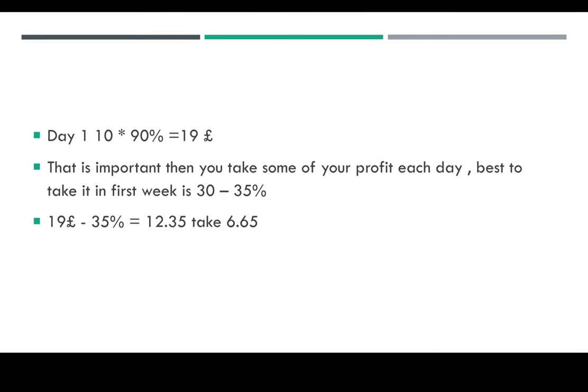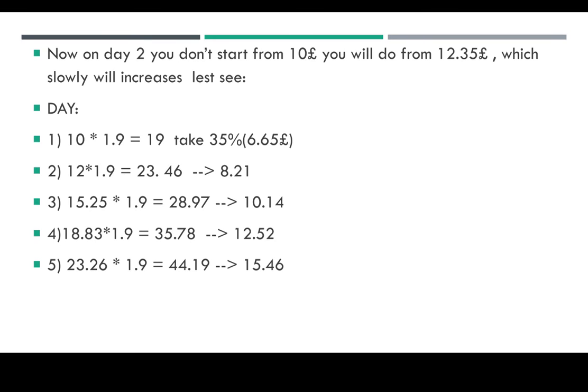What is important is to take out some of this profit each day, so you can use it to withdraw. Then you still have your investment money back. Your investment was £10 on the first day, for example, and you make 19 quid. Then we take £6.65 from this, and we stay with £12.35 for the next day. Now we start from day two, and slowly we increase, because we don't start from £10, we start from 12.